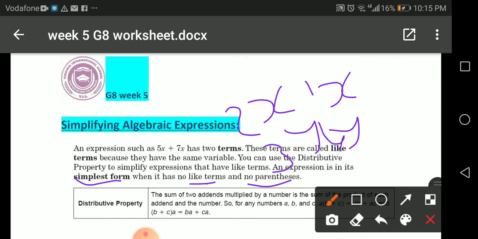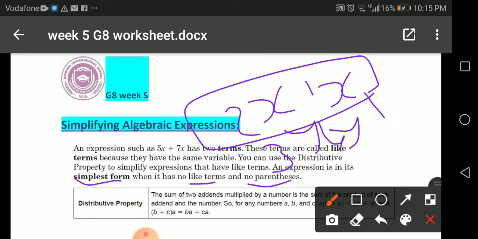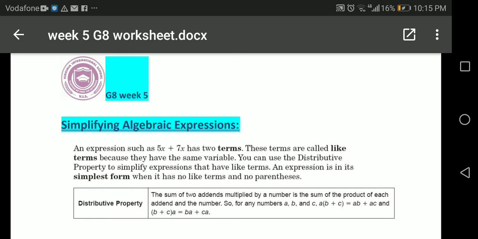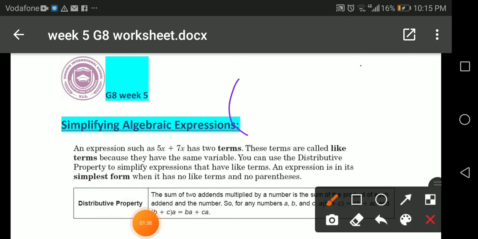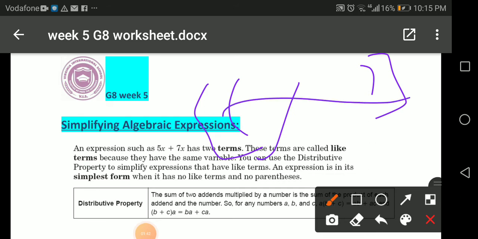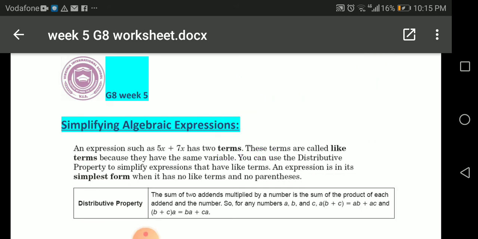So I have to solve for this. It's not in the simplest form. Or when you have brackets or parentheses, it's not in the simplest form. Let's solve for this, guys.